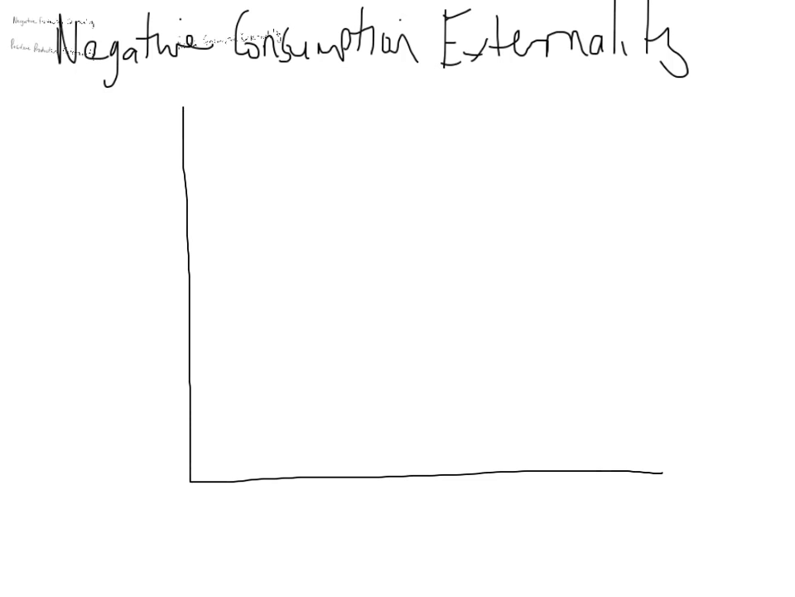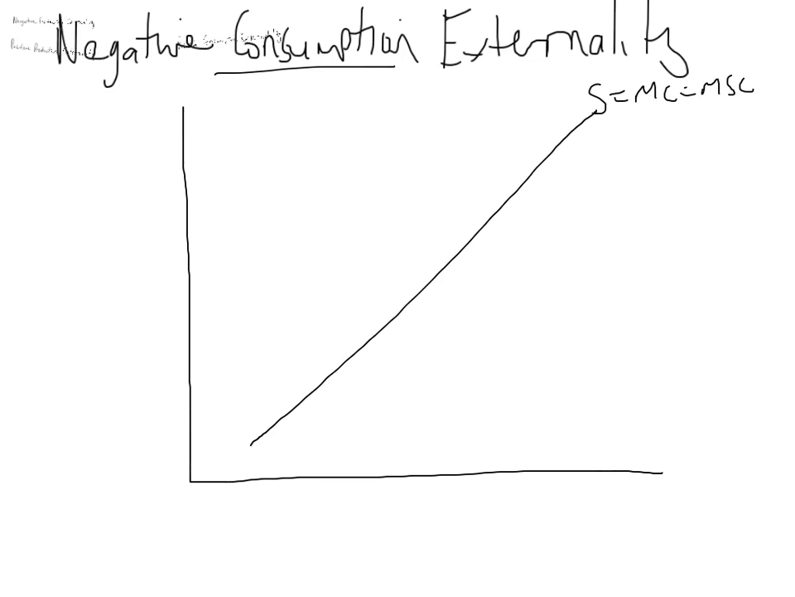Now, what we need is a start position, so that's going to be supply equals marginal cost equals marginal social cost. Now remember, because we're talking about consumption, I'm going to assume that there are no production externalities. I want this to be an easy exercise, not a difficult one.